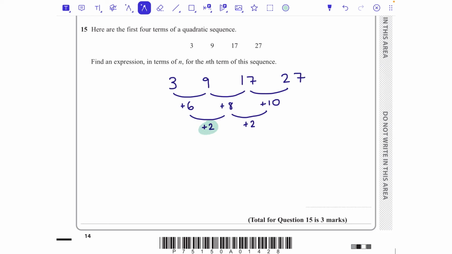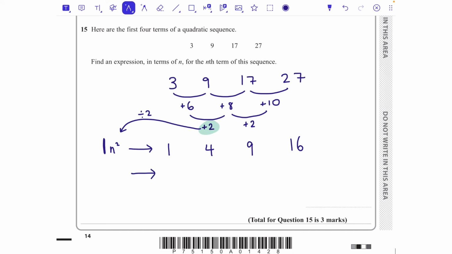Whatever that number is, you're going to half it. So we're going to take that number and divide it by 2, which is 1. So therefore I know it's 1n squared. Now the sequence 1n squared would be 1 squared, which is 1, 2 squared, which is 4, 3 squared, which is 9, and 4 squared, which is 16.